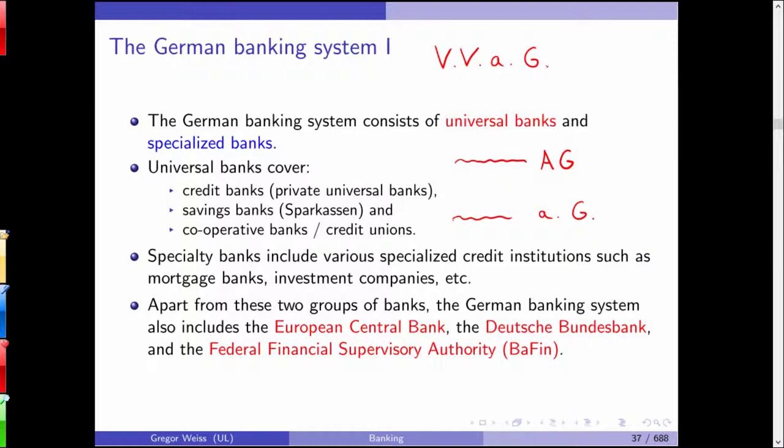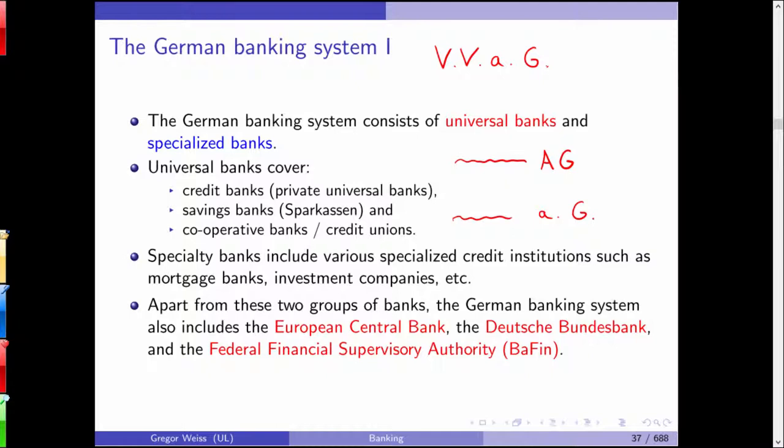Okay, so we have three pillars in the banking system: savings and loan associations, credit unions, and private universal banks. There are also some specialty banks that have specialized in offering a select set of services, some government-owned specialized credit institutions. We'll see them later on, but those three are the large sectors, the three big pillars in the German banking system. In addition to these, we also have the European Central Bank, Deutsche Bundesbank, and the Federal Financial Supervisory Authority, BaFin.